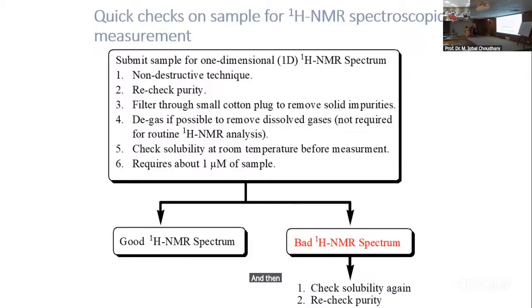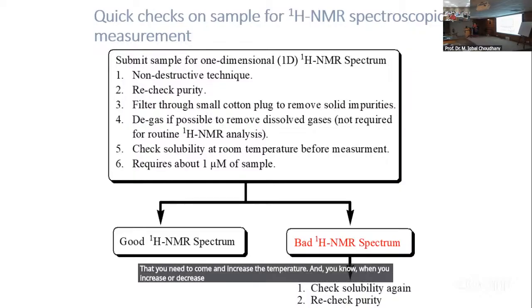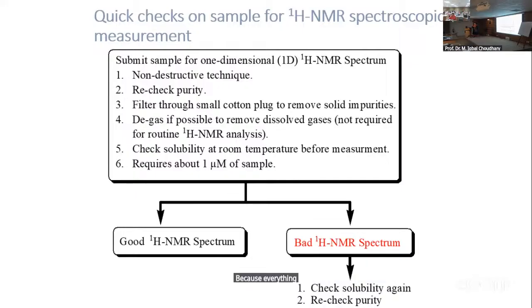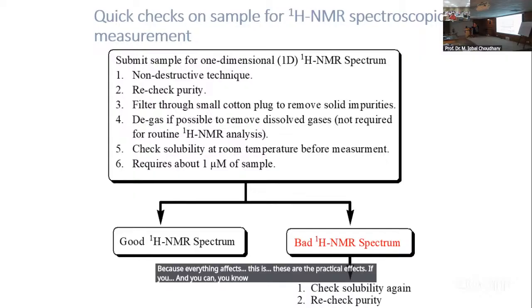And then you need to know which solvent you can use at that particular temperature. Definitely deuterated solvents. And then you need to increase the temperature. When you increase or decrease the temperature, you have to wait a lot, because everything is affected. These are the practical aspects.